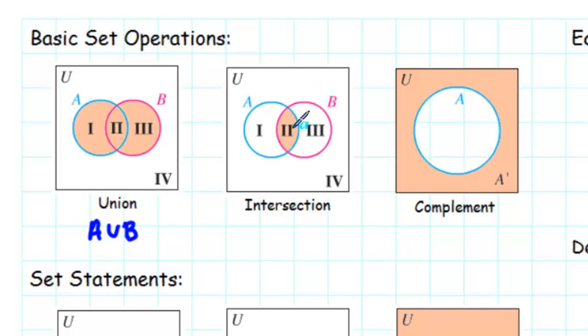In the second diagram, we see that just region 2 is shaded in. That would represent all the women that are both actresses and ballerinas. The way we would write that down is A intersect B.